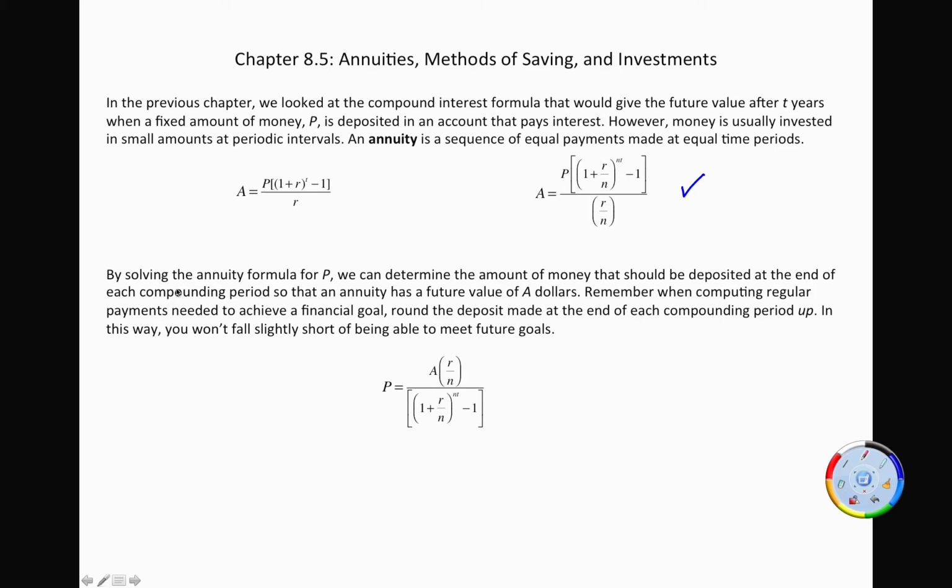Okay, and likewise, by solving the annuity formula for P, we can determine the amount of money that should be deposited at the end of each compounding period so that an annuity has a future value of $1. Remember, when computing regular payments needed to achieve a financial goal, round the deposit made at the end of each compounding period up, no matter what that digit to the right is telling you. In this way, you won't fall slightly short of being able to meet future goals. And notice again that this is simply this formula solved for P.